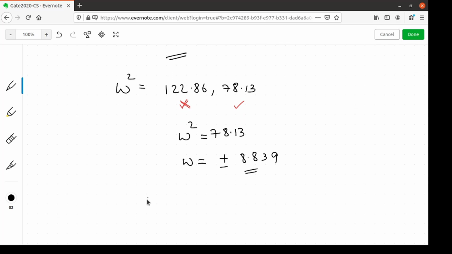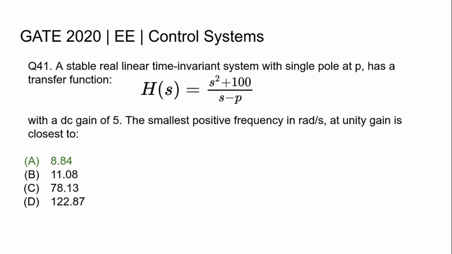So finally omega equals 8.84, approximately. So this is the frequency at which the system will have unity gain. Looking back at the options, we find that the correct option is option A, 8.84 radians per second. Thank you.